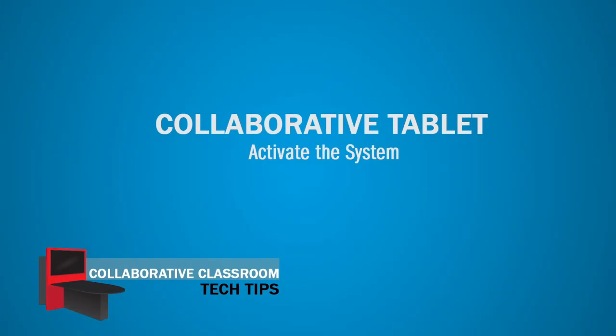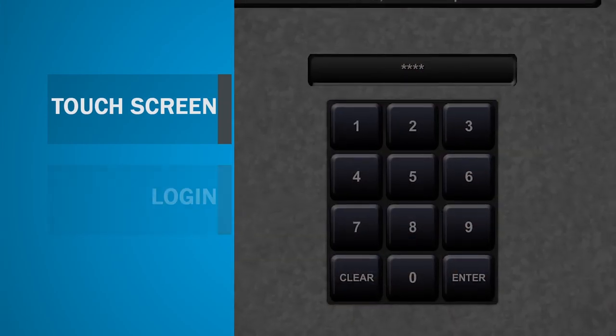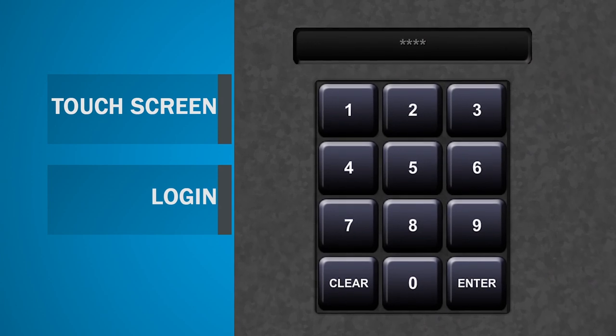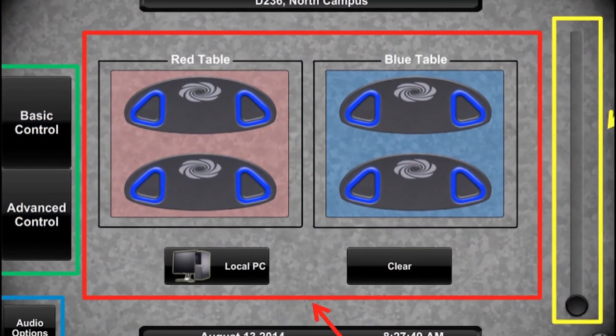To control the system using either the docked or wireless tablet, touch the screen anywhere to wake the display, and enter the login on the pin pad to turn the system on. Once logged in, the main control page will show up.